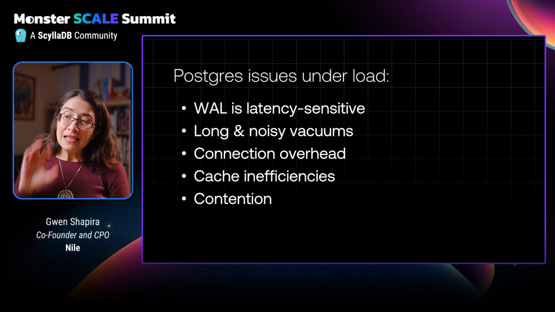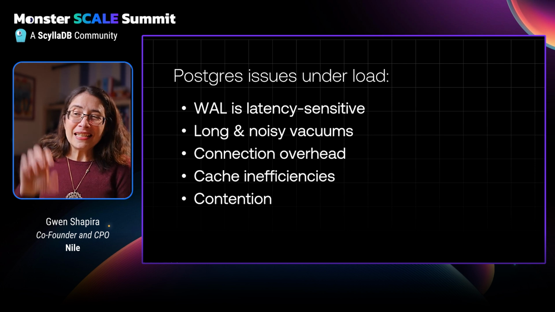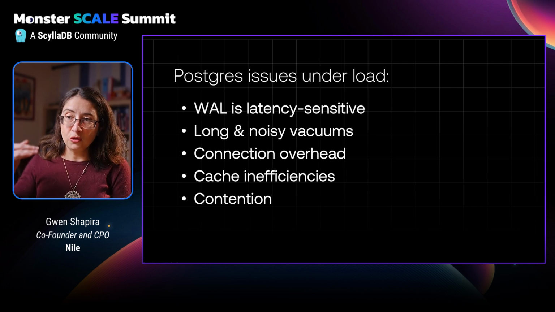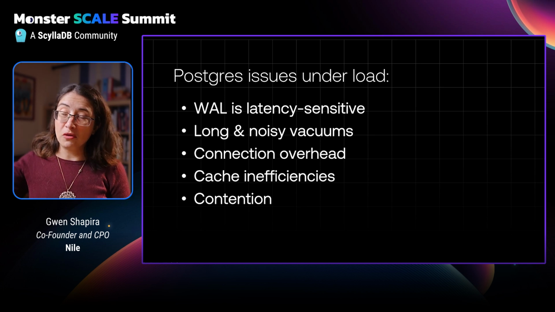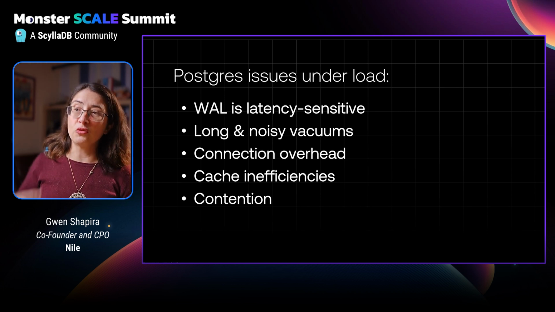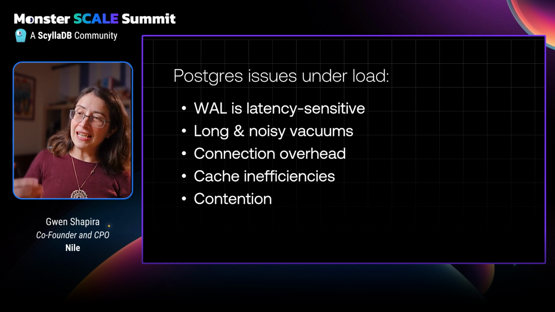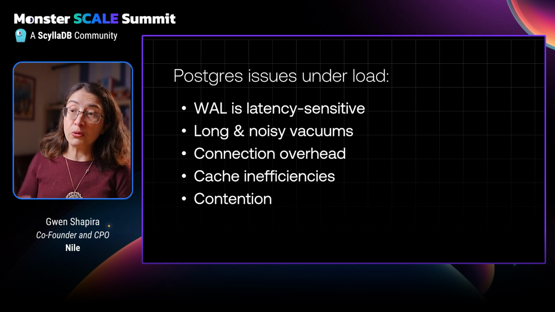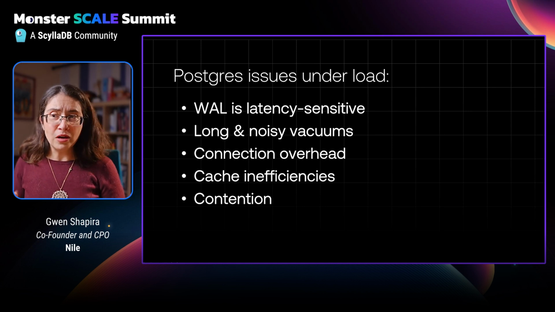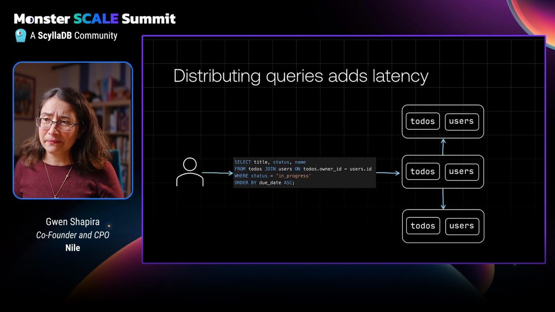So the key takeaway here is that at some point, you can no longer scale up Postgres. Even though you can get more and more hardware, you will start running into write-ahead log issues, vacuum issues, cache inefficiency issues. You'll probably want at some point to stop scaling up and start scaling out. So how does scaling out go, really?